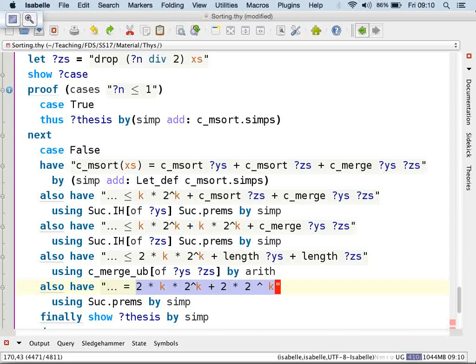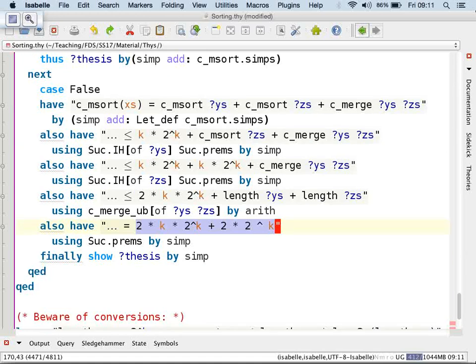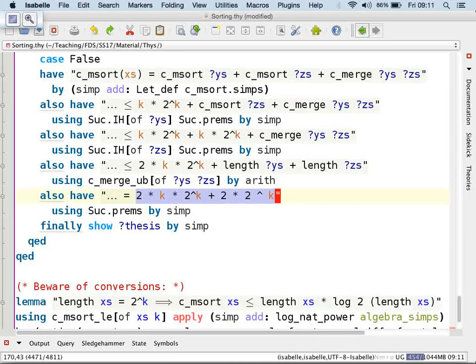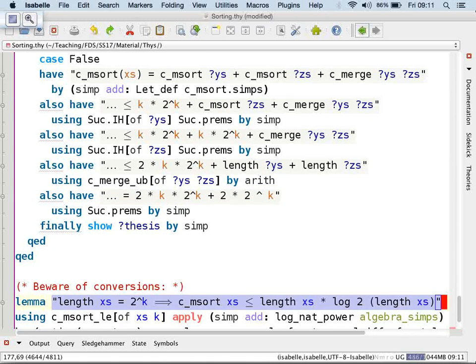So this is a really very straightforward chain of inequations where you simply use the induction hypothesis for the 2 sublists and the estimate for the auxiliary function merge. And that's it. Well, except that maybe you want to rephrase it after you've proved it in this format. Maybe you want to rephrase it in the customary format with the n log n. We can do that. This is how you can write it.